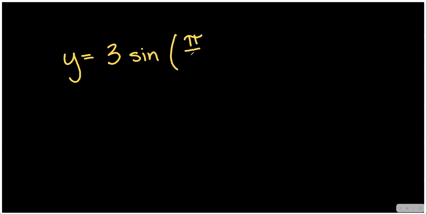And so what I'm going to end up with is a final equation that says that y is equal to 3. That was our amplitude. Sine of pi over 4x, which we solved for using that formula for the b value, minus a negative, so we're going to have plus pi, and then plus 4.